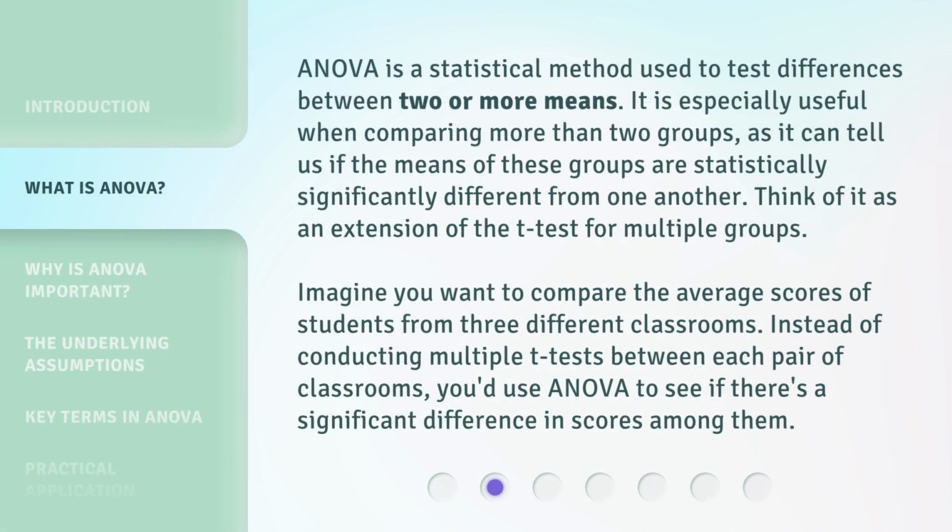ANOVA is a statistical method used to test differences between two or more means. It is especially useful when comparing more than two groups, as it can tell us if the means of these groups are statistically significantly different from one another. Think of it as an extension of the t-test for multiple groups. Imagine you want to compare the average scores of students from 3 different classrooms. Instead of conducting multiple t-tests between each pair of classrooms, you'd use ANOVA to see if there's a significant difference in scores among them.